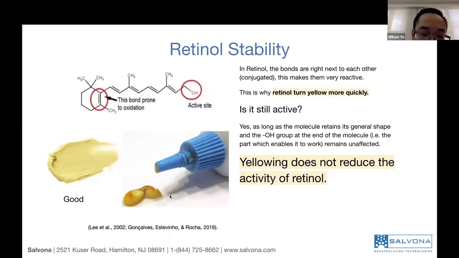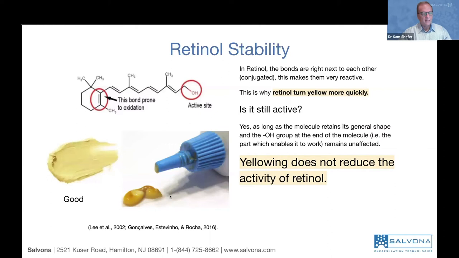Okay, so you understand so far that retinol is very good to enhance the appearance of the skin.